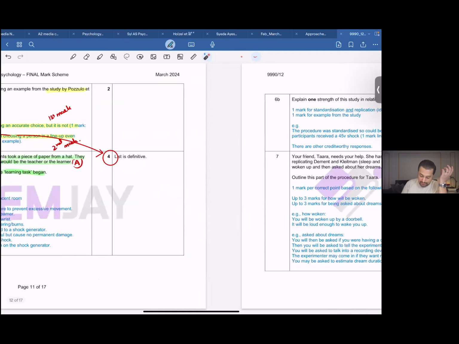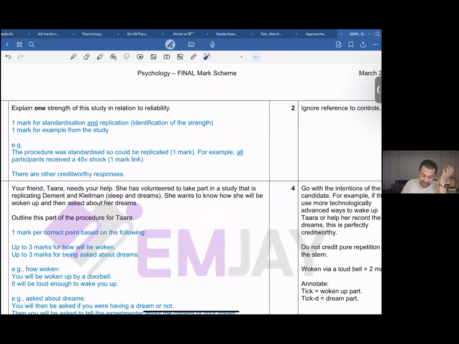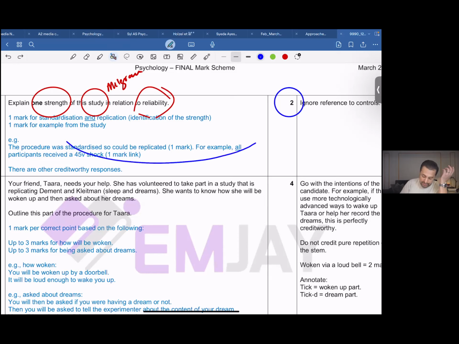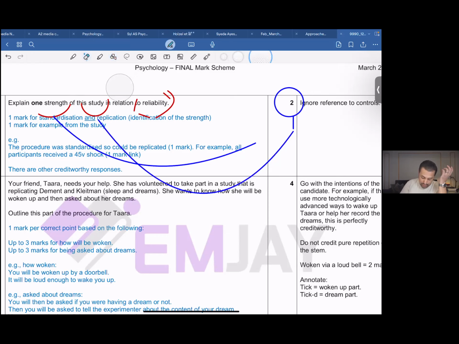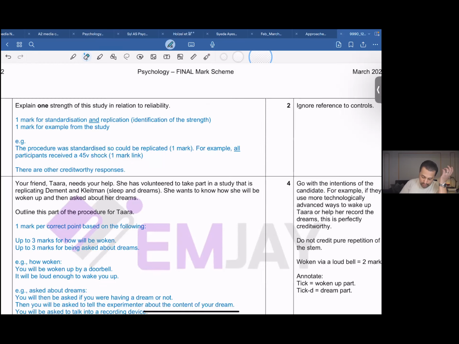Now, taking this ahead, moving on to 6B. Explain one strength of this study in relation to reliability. So the strength of the study that was conducted by Milgram, in relation to what? In relation to reliability of a study. It's a 2 mark question. To be able to score 2 marks, you need to write down a strength in relation to reliability, and this should be linked to the study from Milgram. Now, taking this quickly ahead, how do you score 2 out of 2 here?